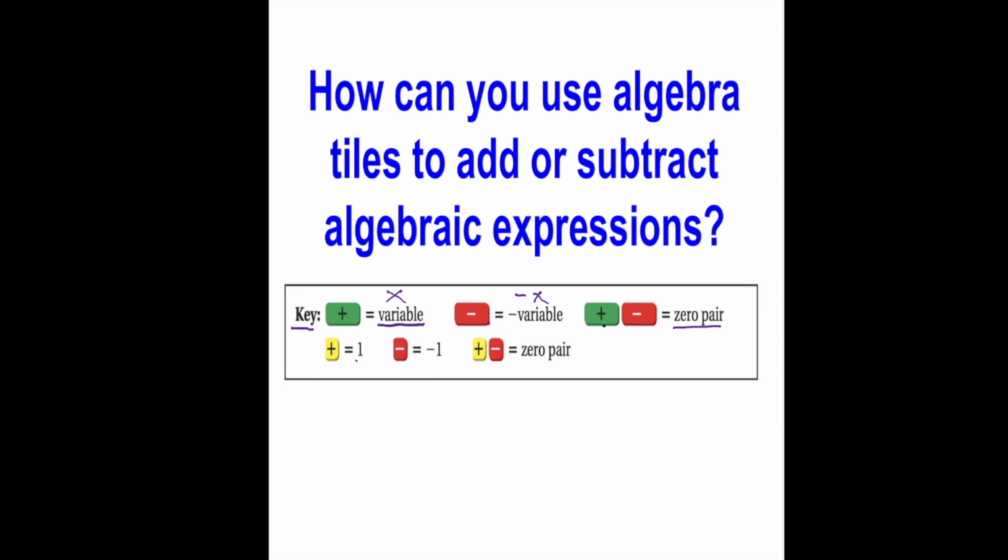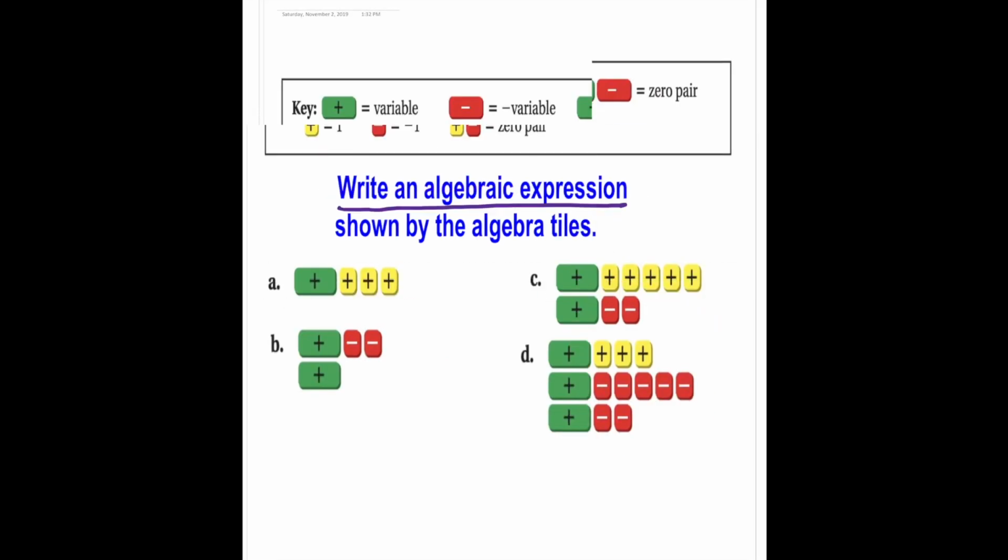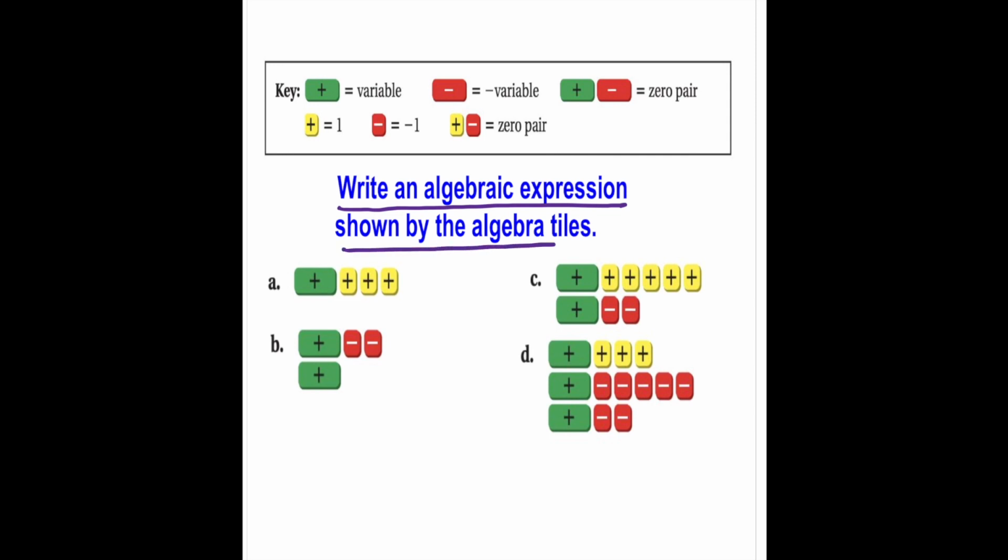And if you have a small tile with a positive symbol, that represents the number 1. If you have a red tile with a negative symbol, that's a negative 1. If you put a positive 1 and a negative 1 together, you get a 0. First, let's see how to write an algebraic expression shown by the algebra tiles.